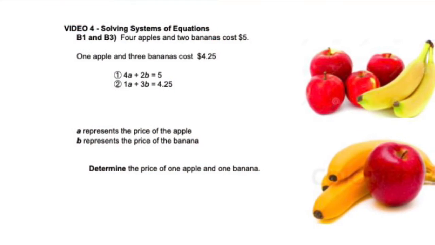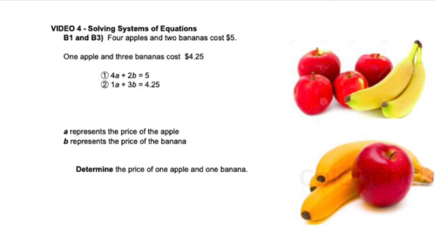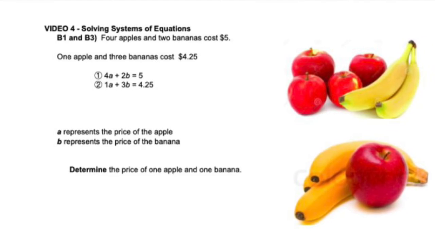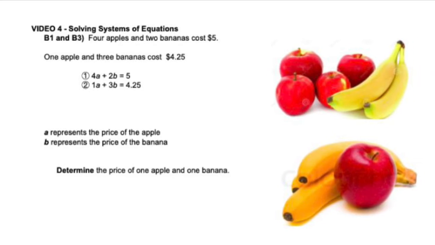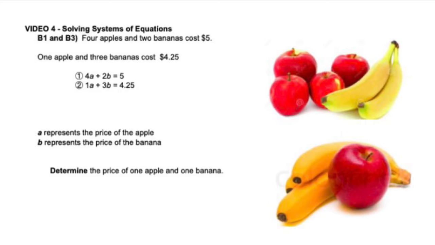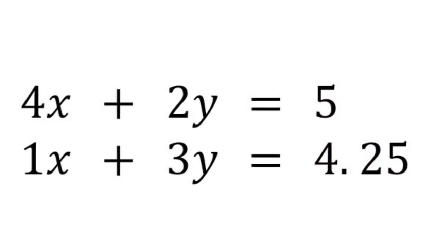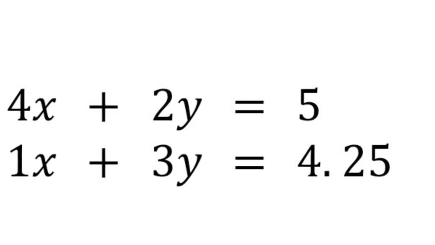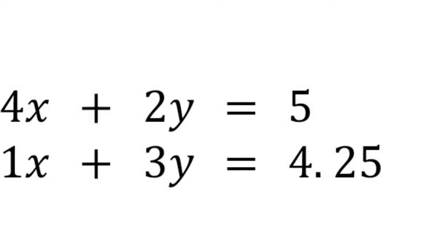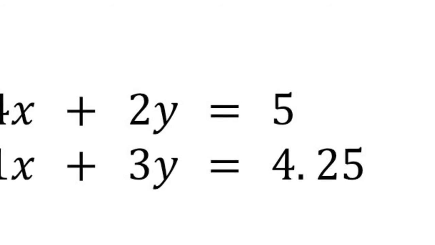So again, here's the question that you're responsible for in the summative. And the question in the equation talks about a's and b's. So if you don't want to use a's and b's, you can just switch the a to an x and the b to a y. So you can rewrite the equation as 4x plus 2y is equal to 5 and 1x plus 3y is equal to 4.25.